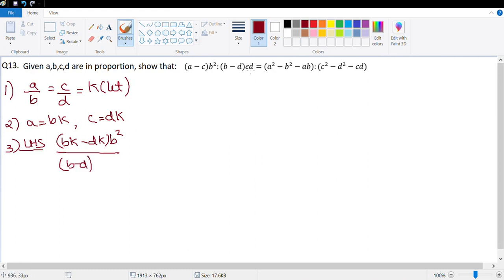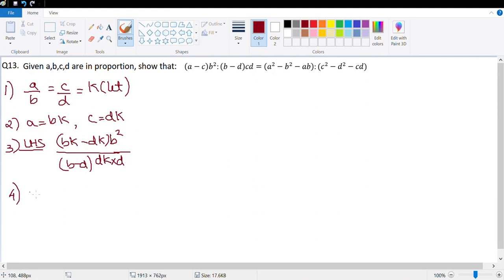multiplied with CD. C is DK multiplied with D. Let me confirm. This is B minus D multiplied with DK into D. Let's see what we get.